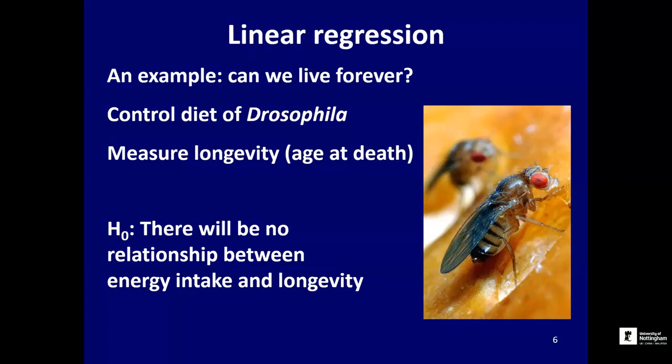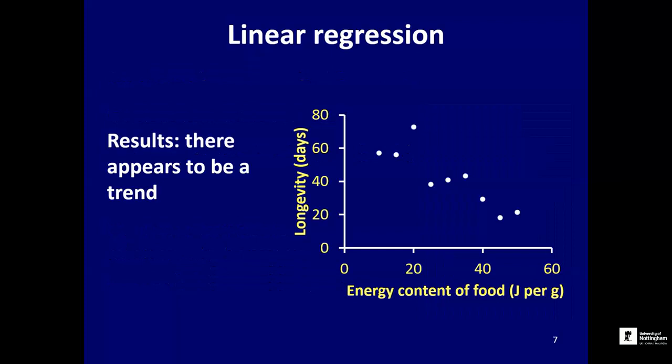So the null hypothesis is that there's no relationship between these two variables, and then we collect some data, and here are the data on screen. It looks like there might indeed be quite a strong negative relationship between the energy content of the food and how long these fruit flies lived. Fruit flies don't live for very long, but they can live for a number of weeks, and so we've got the maximum longevity up here in the order of 60 days.